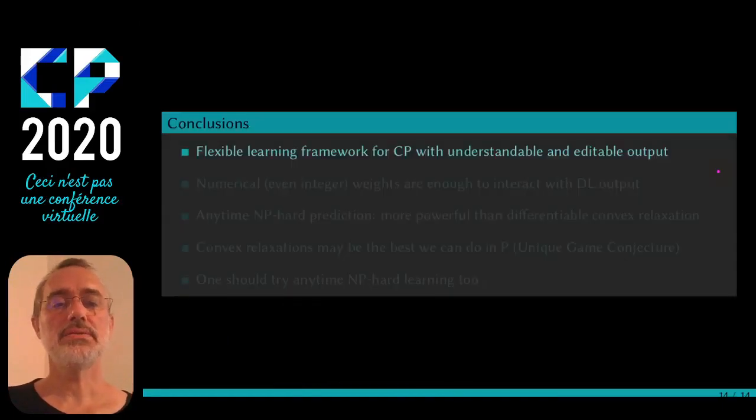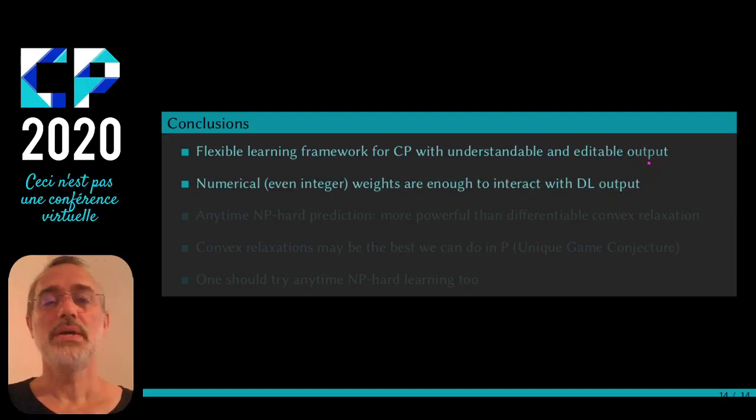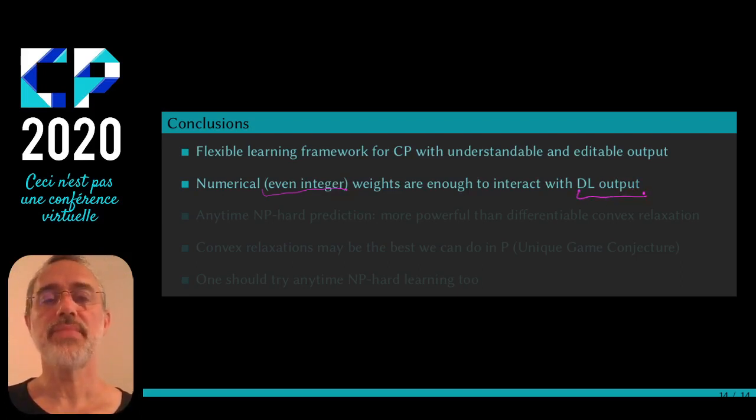And this is it. So what did we see? Well, you saw this flexible learning framework for CP that we defined, which provides an understandable and editable output, which is very convenient. We also saw that even just a numerical solver, even if it uses integer costs, is enough to interact with deep learning output. We don't absolutely require differentiability.